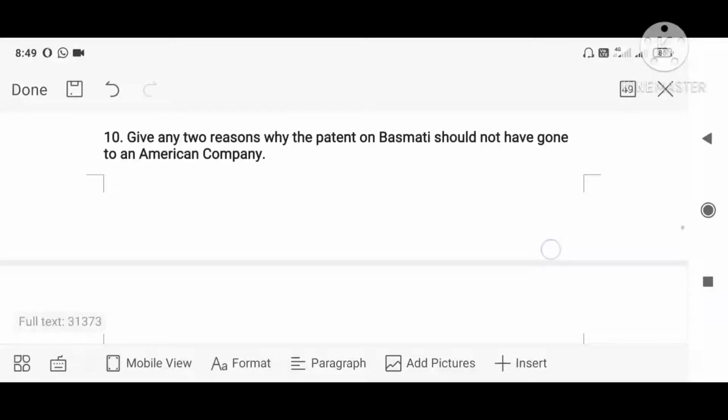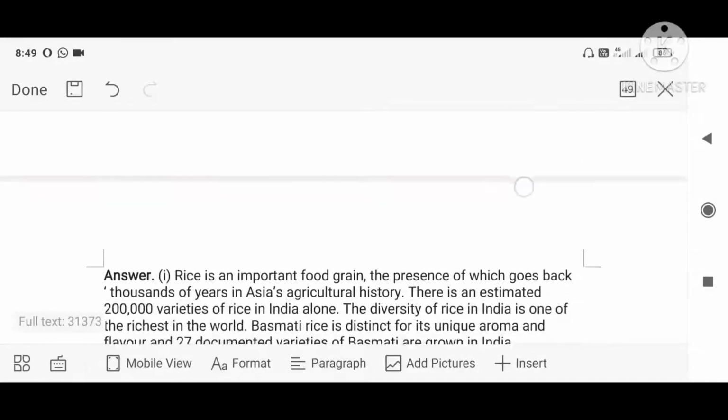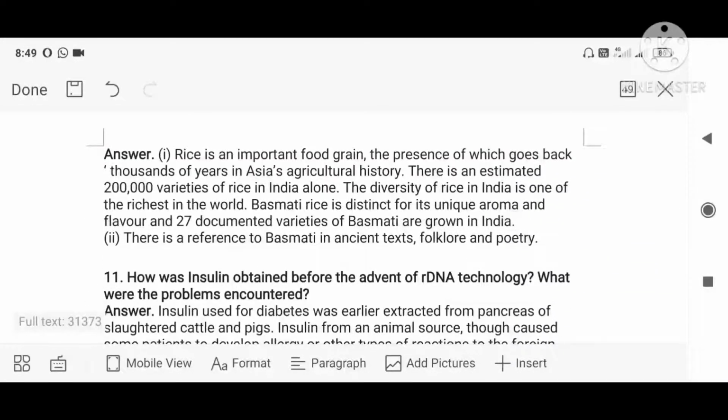Give any two reasons why the patent on Basmati should not have gone to an American company. You know, Basmati is our tradition. In Indian folk songs, even in poems, you can find the term Basmati being used, and it is an Indian variety. So, the American company has no right to get a patent for the same, because we are the ones who have been using this for thousands of years. So, that is the answer.